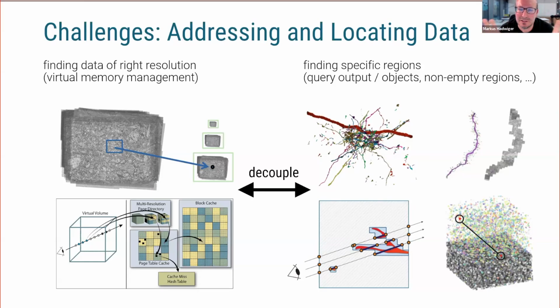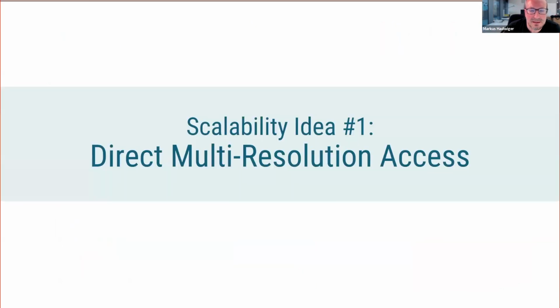finding out the different technical tasks, for example, finding the correct resolution that you want or finding the correct objects that you want, and then decoupling that into different data structures. So I want to show several ideas to achieve scalability, building mainly on this idea of decoupling. The first one is about virtual memory management, and the second one I will talk about is the residency octree that Niels mentioned, which might be of most interest to you.